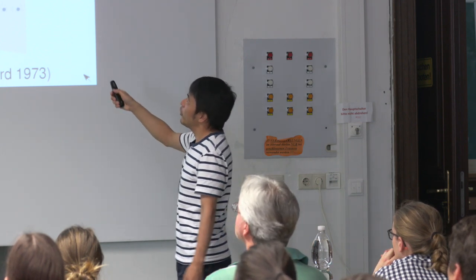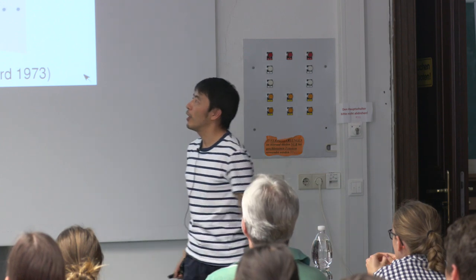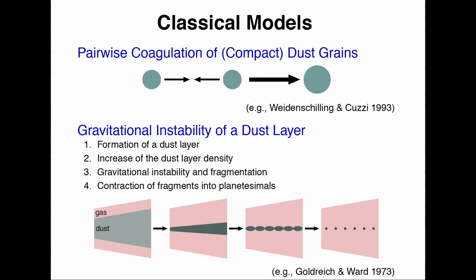So then to solve this problem, people worked on the standard formation scenario. They found this mechanism called gravitational instability of a dust layer. So here, this is a part of the protoplanetary disk, and it consists of gas and dust. The dust settles toward the mid-plane. And once the density of the dust layer becomes higher than the Roche density or some critical density, then the dust layer becomes gravitationally unstable and fragments. Then these fragments can shrink to finally become planetesimals.